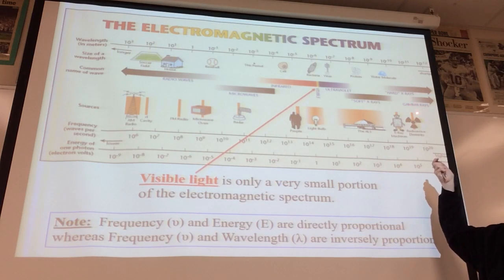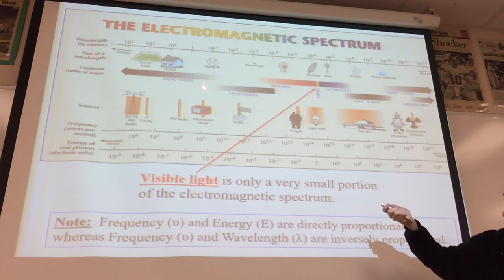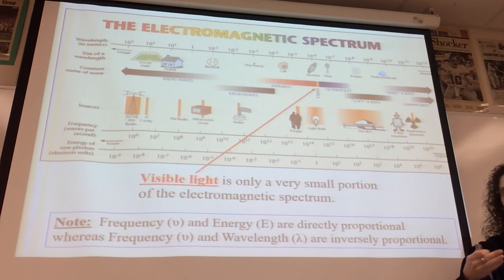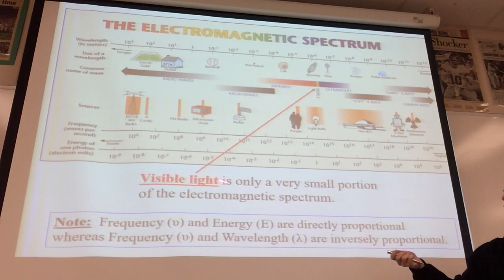Highest energy gamma rays, lowest energy radio waves. You should recall that energy and frequency are directly related. So the higher the energy, the higher the frequency. Frequency and wavelength are inversely related. The greater the frequency, the smaller the wavelength. And that's shown here, and we've seen this image before.